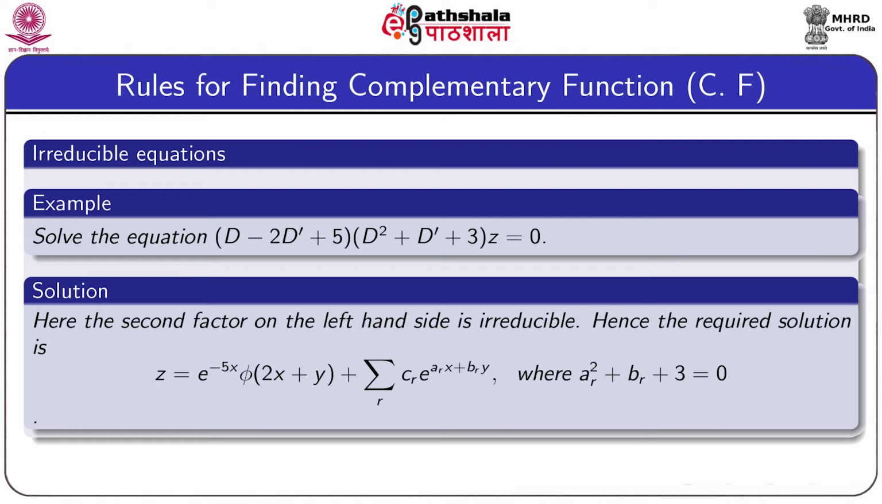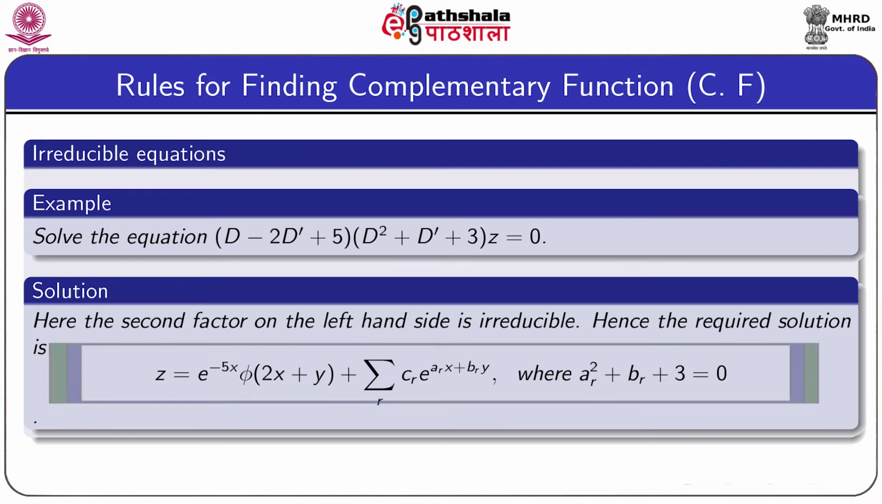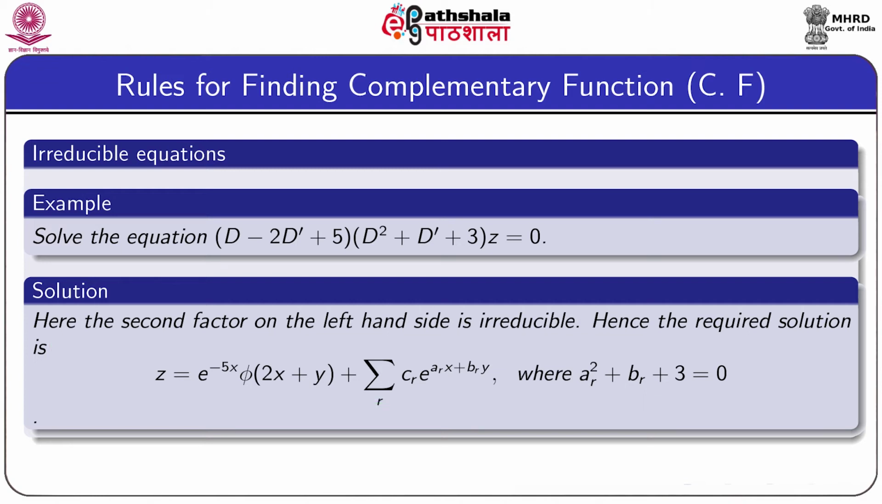we can assume the solution in the form e to the power αx plus βy, where α and β satisfy the relation α² + β + 3 = 0. And for the reducible factor, the solution is e to the power minus 5x φ(2x + y). Therefore, the required solution of the given equation is z equals the linear combination of these functions.